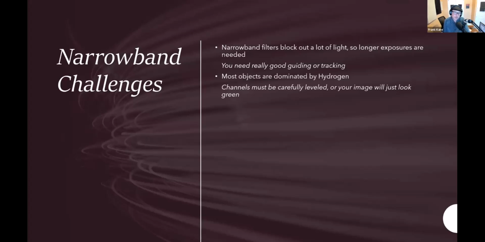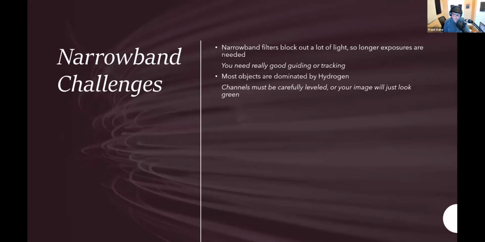The other issue is that most objects out there are dominated by hydrogen emissions. Most of the universe is hydrogen, almost all of it is hydrogen, right? That means that you have to level these channels very carefully, because in the real world, you're not going to have a lot of sulfur. You're not going to have a lot of oxygen. And unless you do things to balance those out, you're just going to end up with this green image because hydrogen is mapped to green. So green is ugly, right? People don't like green, at least in astronomy images.